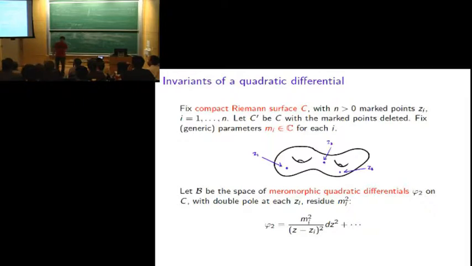And let's fix some parameters. At each of these marked points, I'll fix a complex number. And I want those numbers to be generic. I don't want them to be 0. OK, good. So on this Riemann surface, we're going to put some stuff.